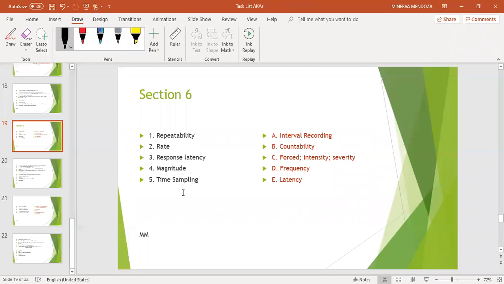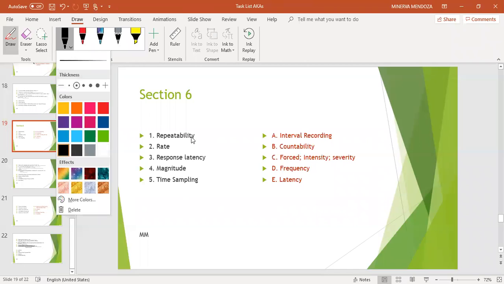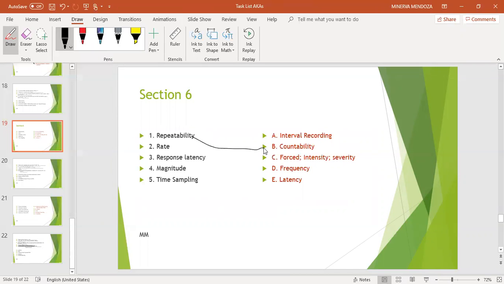Number 1, repetitivity. The AKA is: A, interval recording; B, countability; C, force, intensity, severity; D, frequency; or E, latency. B, countability. Number 2, rate. The AKA is? Frequency. Well, yeah, this one is tricky.